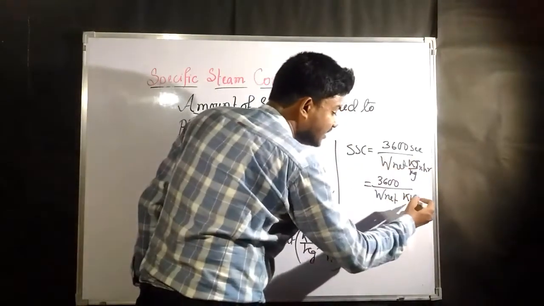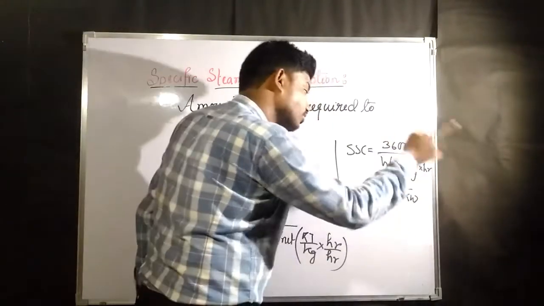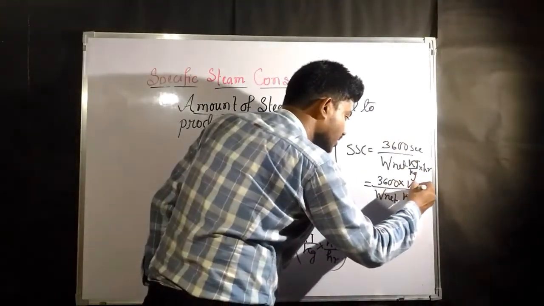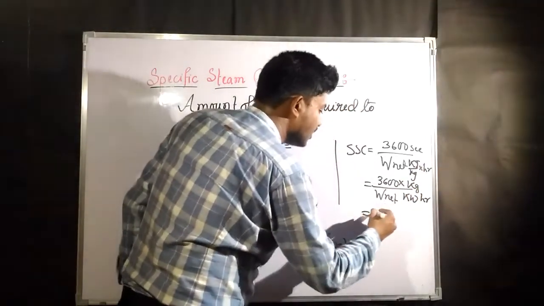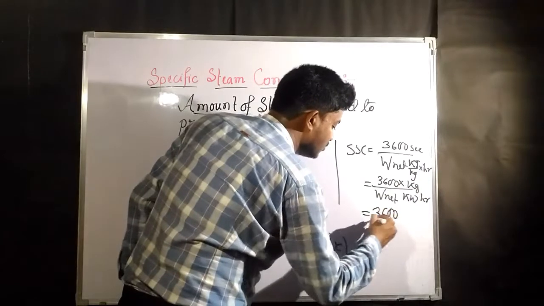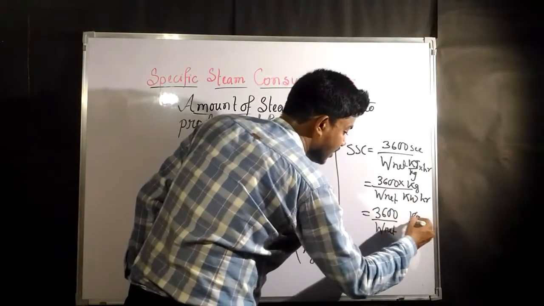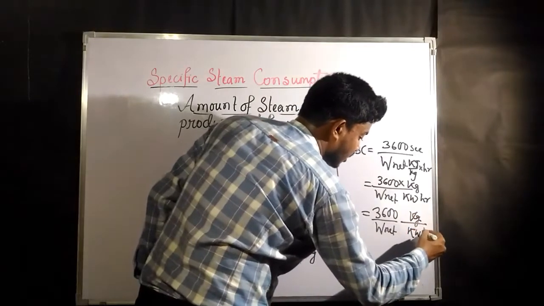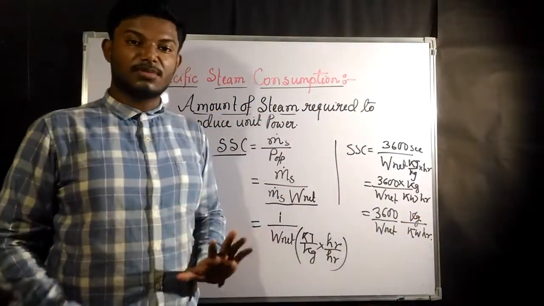And the remaining thing is kg. Kg is in the denominator to the denominator, so it will go to the numerator, so it would be kg here, and 1 hour is remaining here. So the specific steam consumption you can write as 3600 by W net, and the unit would be kg per kilowatt hour. Okay, so this is our specific steam consumption.